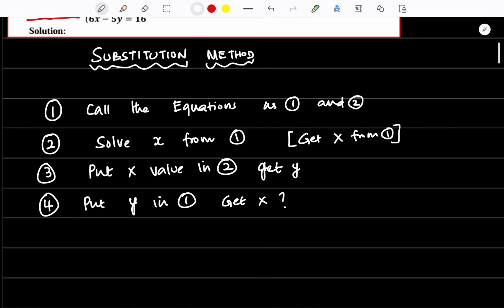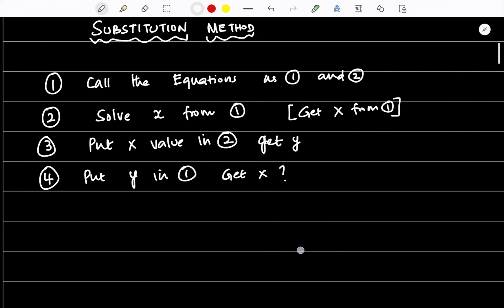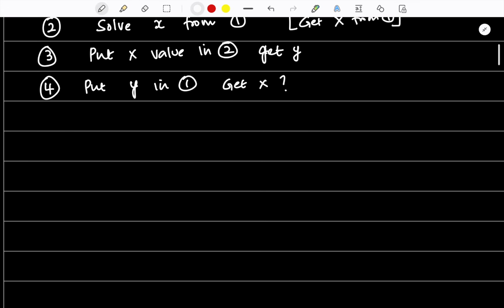The two equations you are having. So what are the two equations? x minus y is equal to 2 and 6x minus 5y is equal to 16. Very, very easy method that I'm going to teach you, just keep it as a standard method, right? What is step number 1? Call the equations as 1 and 2, right? So now make a line.